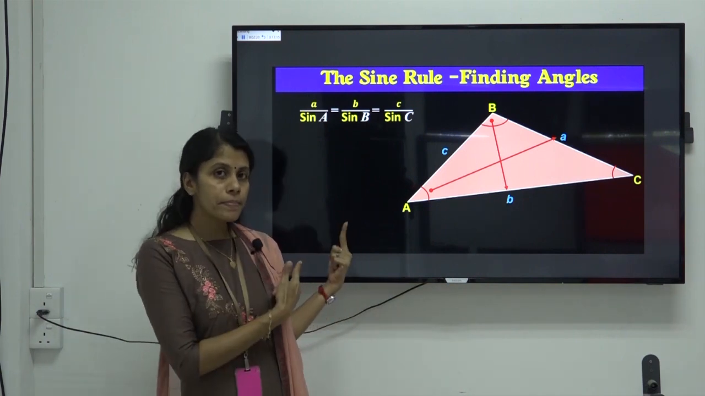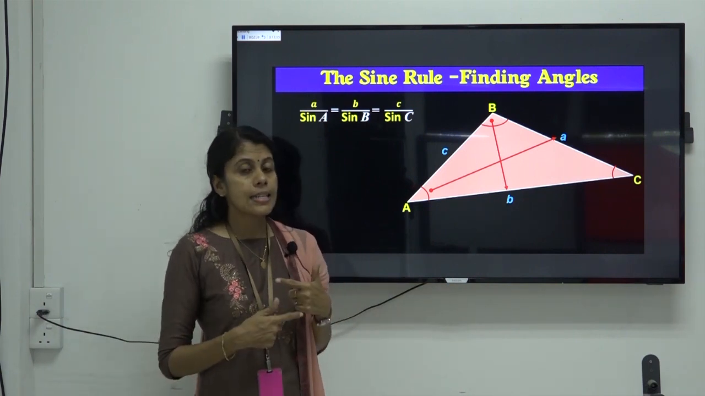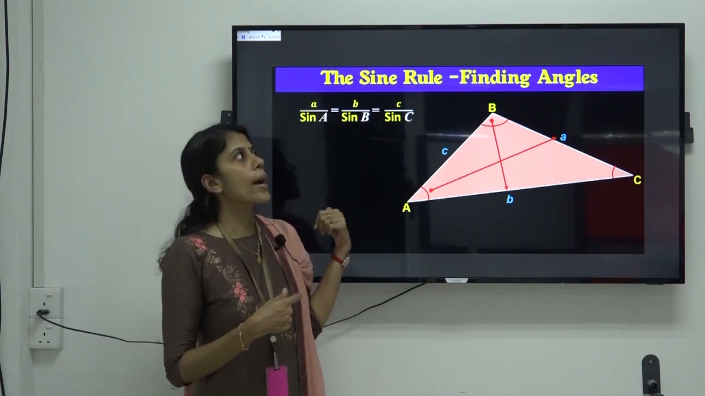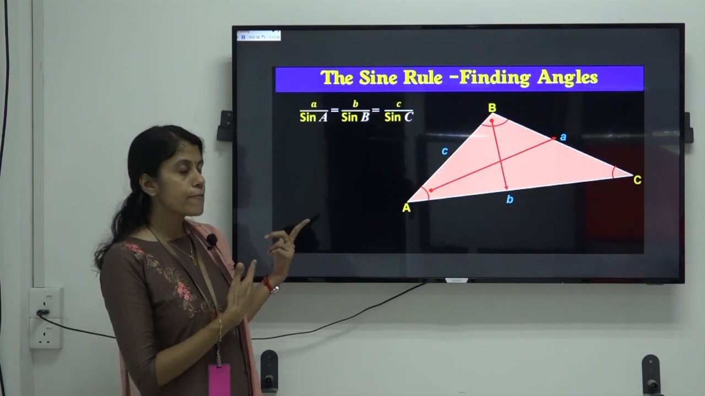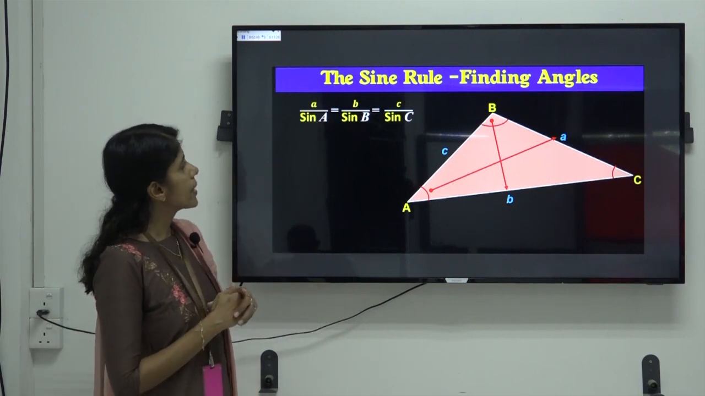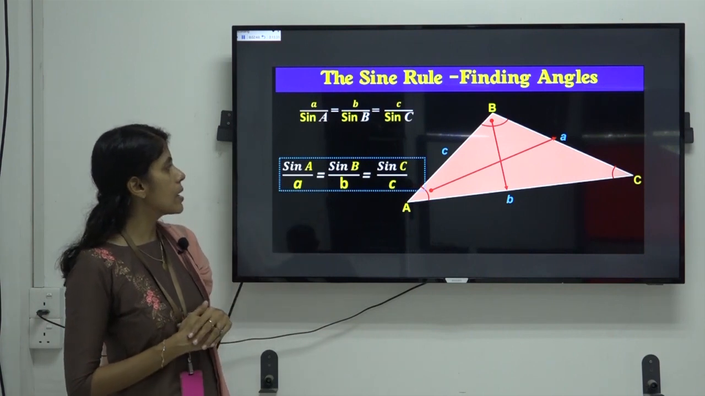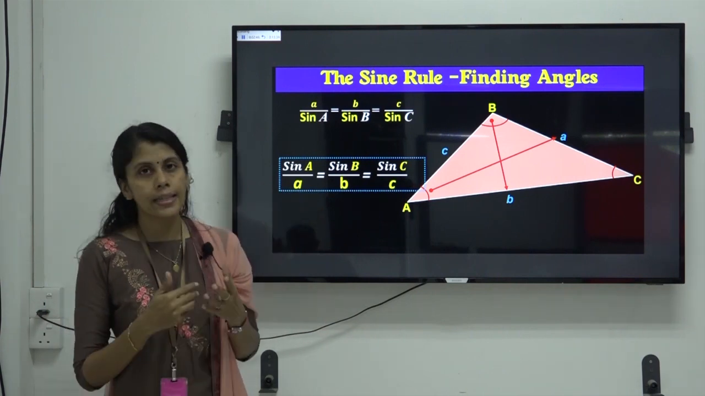Okay, I am going to do something very strange here. I am going to flip this formula, flipping in the sense I am going to write it upside down. So, in that case, what do I get? When I flip the formula, this is what I get. It would be sine A by a equals sine B by b equals sine C by c.